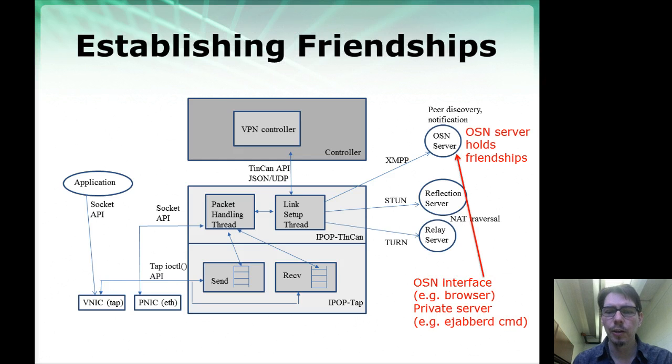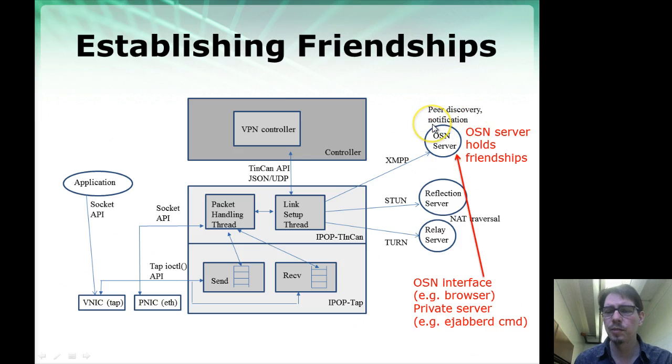The online social network holds friendships, that is, relationships between nodes, and essentially allows a node to discover who they want to connect with. That can be a public service, for example a Jabber service maintained by yourself, or it could be a public service like a Google account and the relationships you have with friends that you establish in Google.